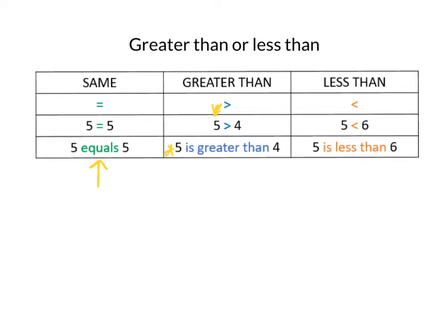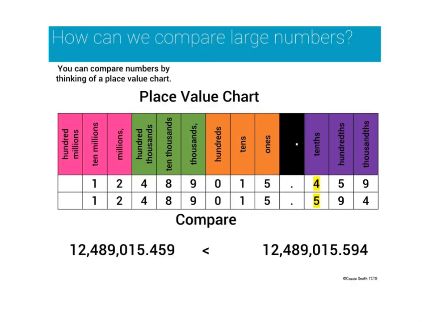Same with the less than symbol. 5 is less than 6. If that is true, you know you have your symbol in the right direction. So how can we compare large numbers? We can do this by thinking of our place value chart. We've talked about it before this week.